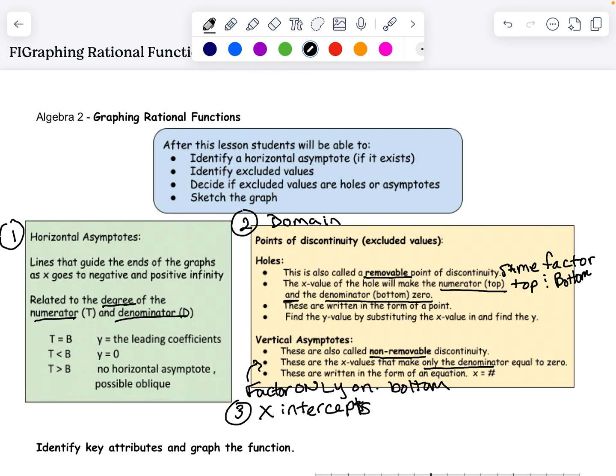Now, x-intercepts are x values that make the top 0. X values where the top is equal to 0. And then we do y-intercepts.